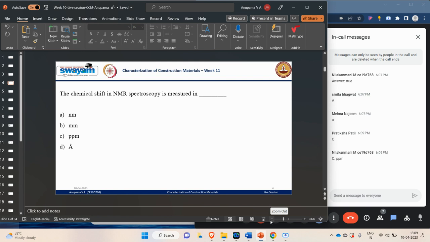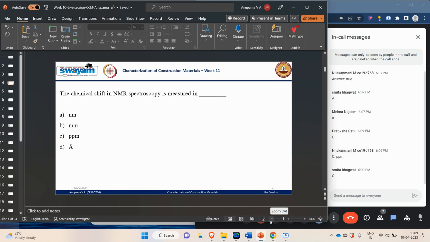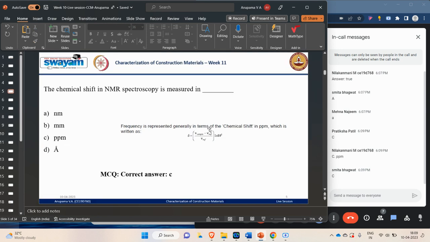Nila also goes with ppm. Who else? Okay, there's a natural tendency to go for the answers which are in distance, like nanometer or length based units. But the correct answer is ppm. This is the equation for the chemical shift of nuclear magnetic resonance spectroscopy result. So this shift is measured in terms of ppm.